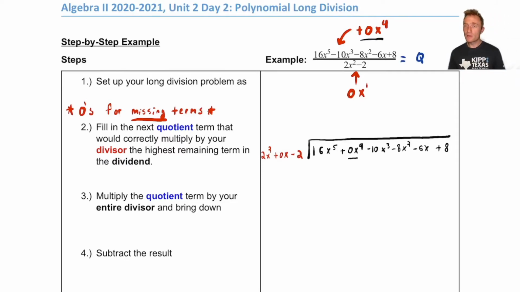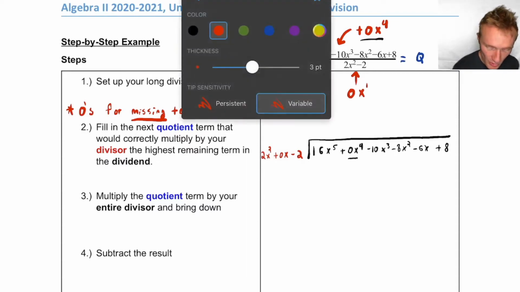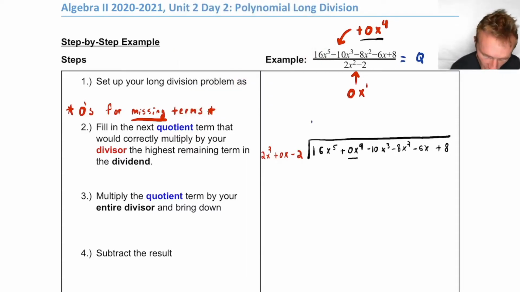And like I said, they're not all going to be this bad. I'm showing you the worst possible case, because it is so easy to forget to put those 0 terms. But once you have this set up, this will work the same way every time. It's just a matter of practicing it a few times. So here we go. The first thing I want is a term that will multiply by 2x squared to give me 16x to the fifth.